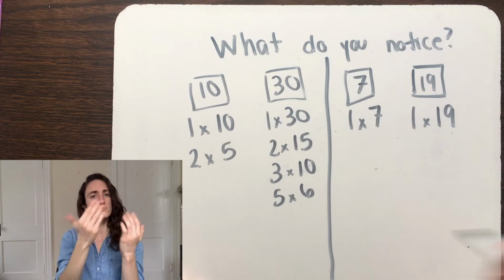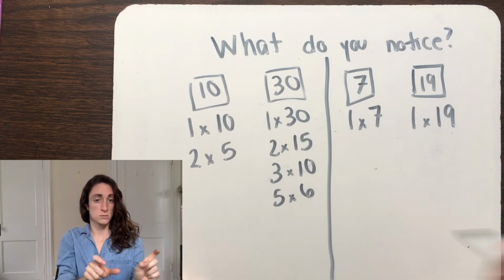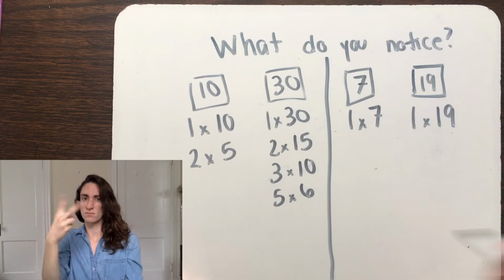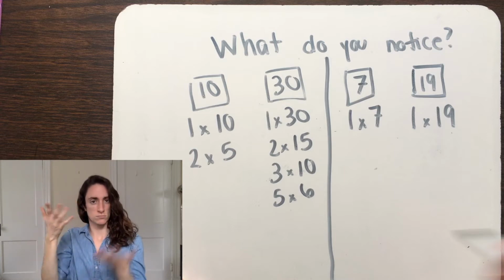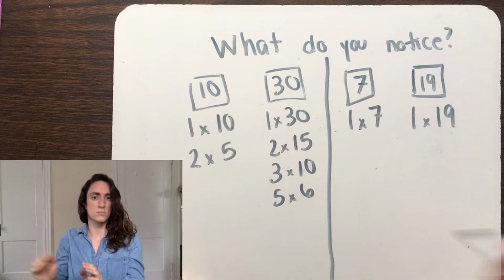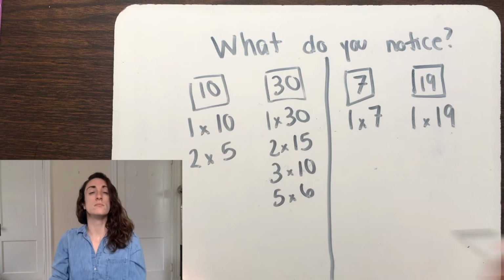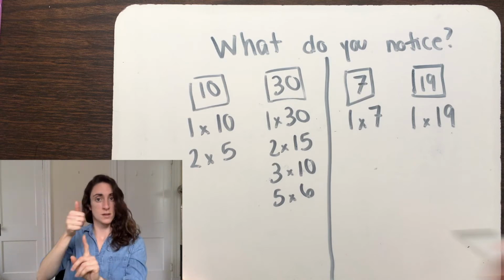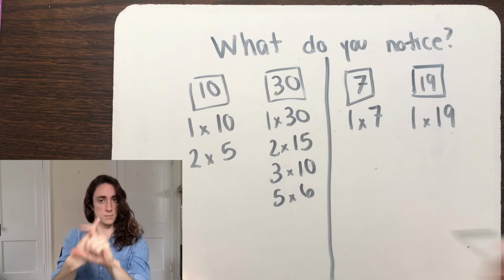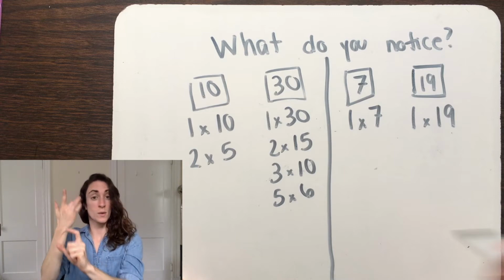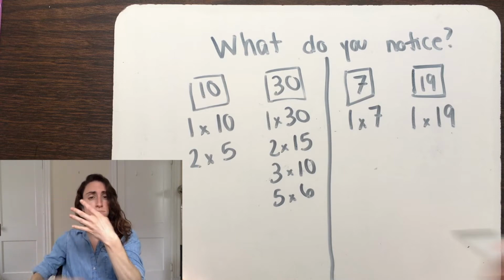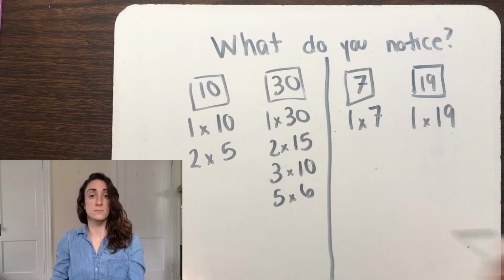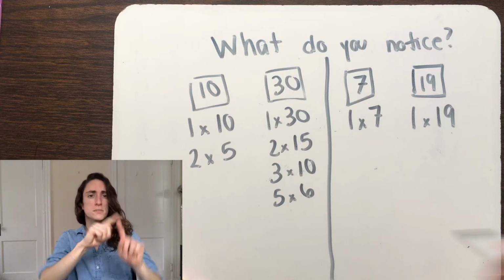Here you might have noticed that 10 and 30 both have several pairs of factors in their lists. On the other hand, 7 and 19 just have one pair of factors each, 1 times 7 and 1 times 19. There are no other factors for those numbers. Numbers like that, with just one pair of factors, 1 and itself, are called prime numbers. 19 is prime and 7 is prime because each of them can only be divided by 1 and itself.